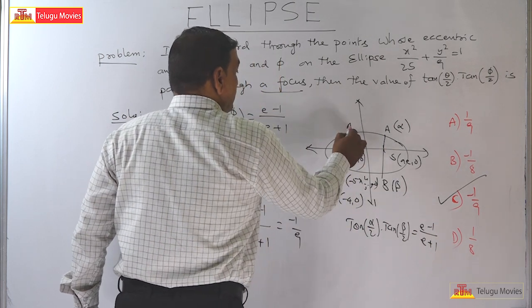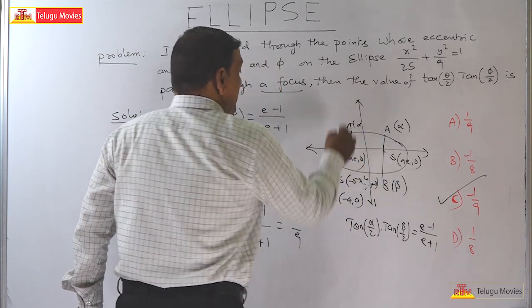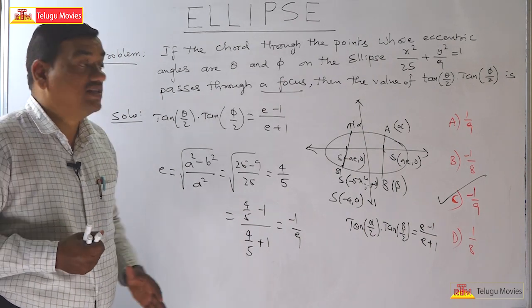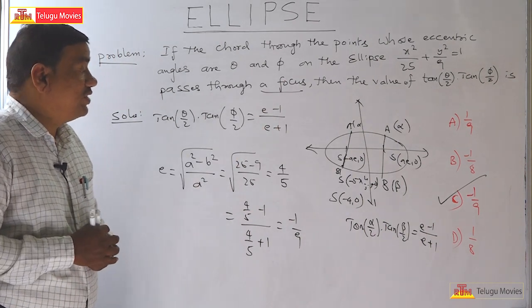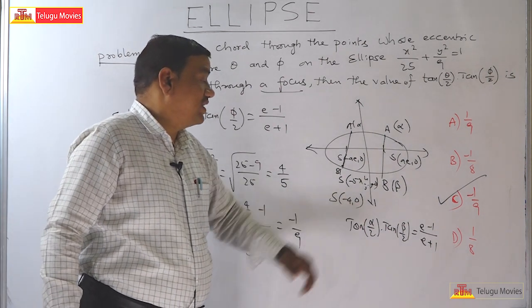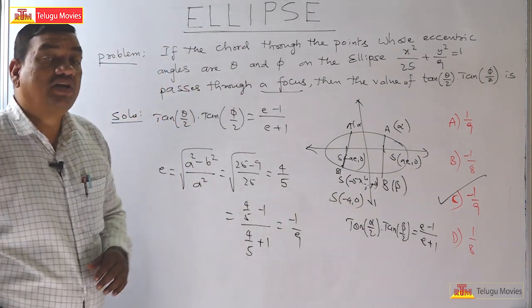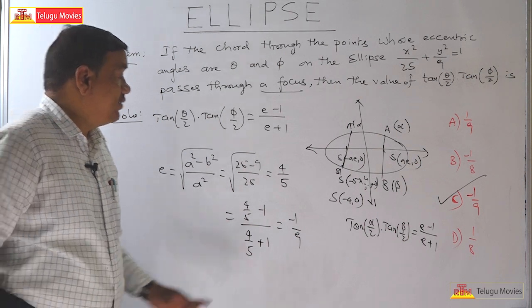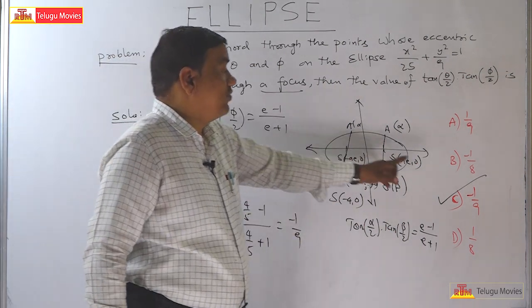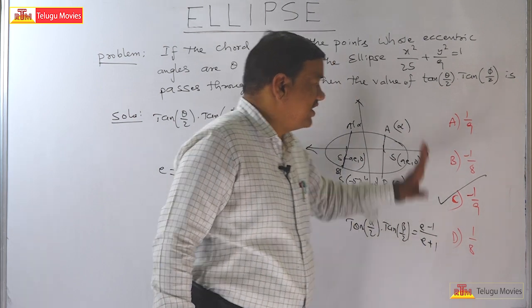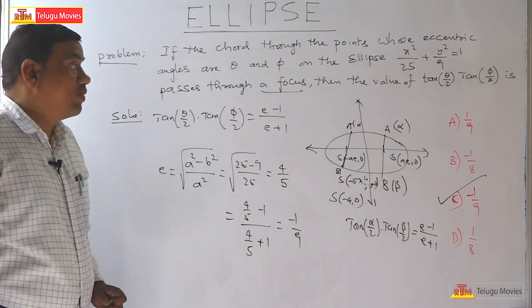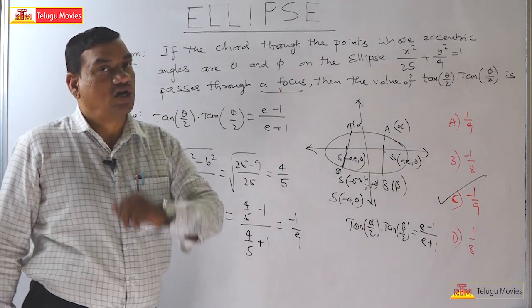Now, we know that the equation of the chord is x by A cos of alpha minus beta, that formula is there. There you have to substitute minus 4 comma 0, then you will get the answer minus 9. But here we have minus 1 by 9. So, therefore, our answer is minus 1 by 9, and minus 9 is not there. Okay. I hope that you understand this problem. So, let us see some more concepts.